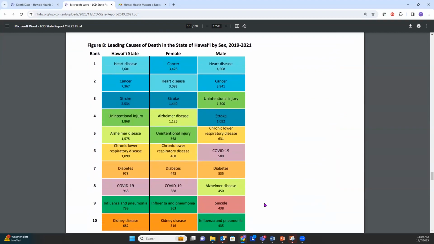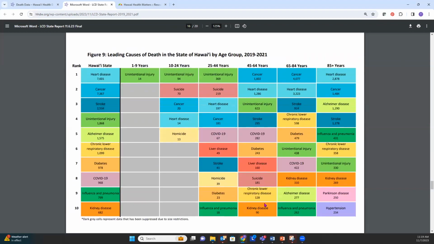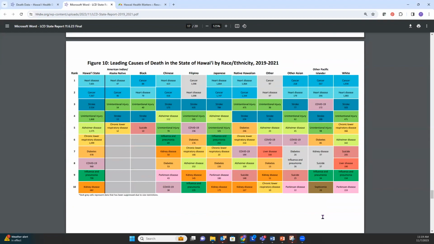And then we can look at the causes of death among males and females, then across age groups to see them pretty clearly all in one. And then also we did one big one for race ethnicity. We stuck it all together just because we wanted you to get a chance to see it.